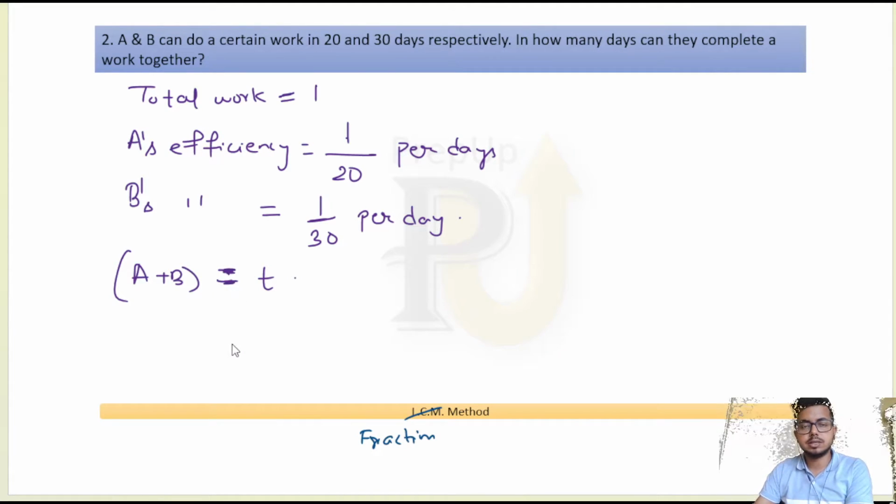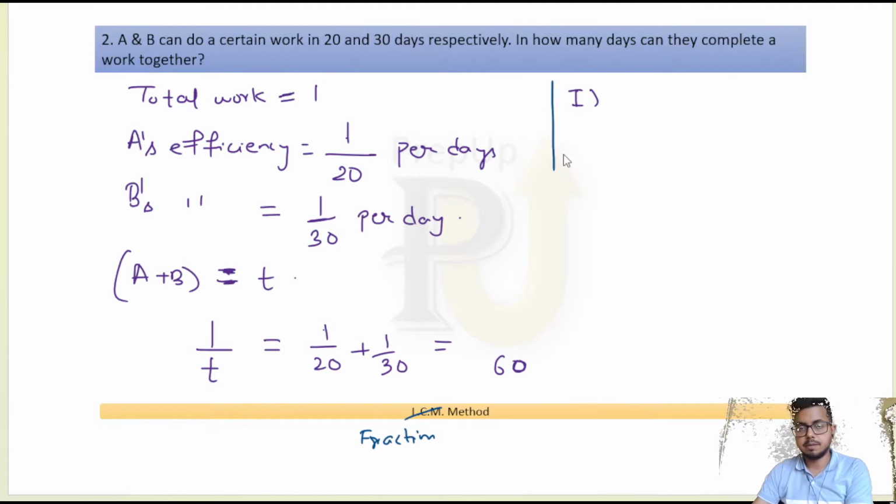So how would we reach the answer? 1 upon t would be the efficiency of A plus B, found from the efficiencies of A and B individually. So 1 upon 20 plus 1 upon 30. Now how to solve this? We have to take the LCM of 20 and 30. We can write a number that is there in the tables of both numbers. I would take two examples here. The first example would be 20 into 30, the same numbers being multiplied here.